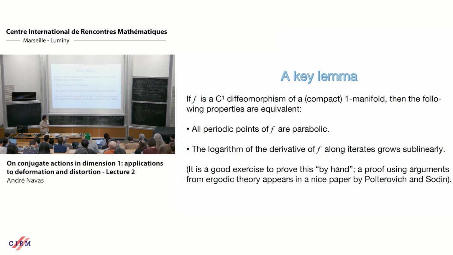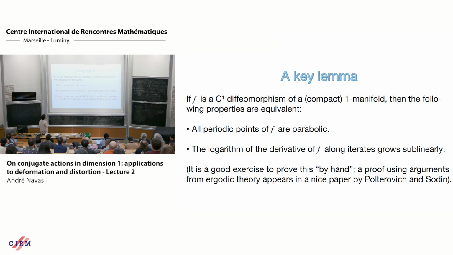I know that there is an explicit proof for the case of the circle in the thesis of Michel Herman, but this is very natural. If there is some hyperbolicity for the growth of the derivative, then there should be some positive Lyapunov exponent, and this is impossible in dimension 1. So this is very, very simple.